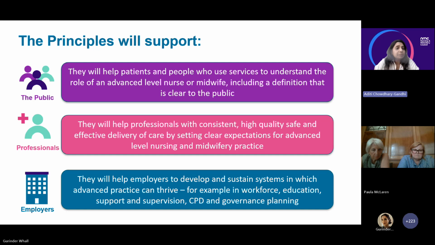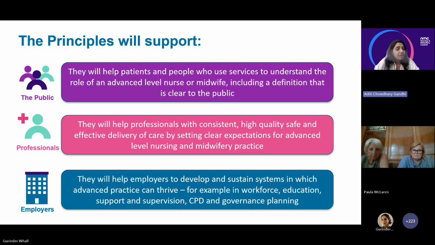Along with that, of course, these principles are also intended for professionals themselves. So these include advanced level practitioners across nursing and midwifery who are already working at that level. But equally, we hope that this provides a good ground for those who are seeking to become advanced level practitioners. So in a sense, it is about encouraging good practice and high quality, safe and effective care so that we can set clear expectations and build upon those when we develop standards in the future.